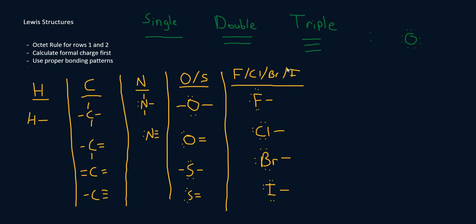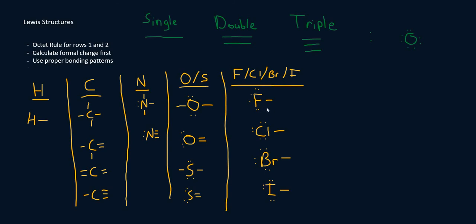And for the halogens, remember the halogens are group 7A, from fluorine down to iodine. They exhibit a very common bonding pattern, which is a single bond with 3 sets of lone pairs around the element. And that's because this also minimizes the formal charge.